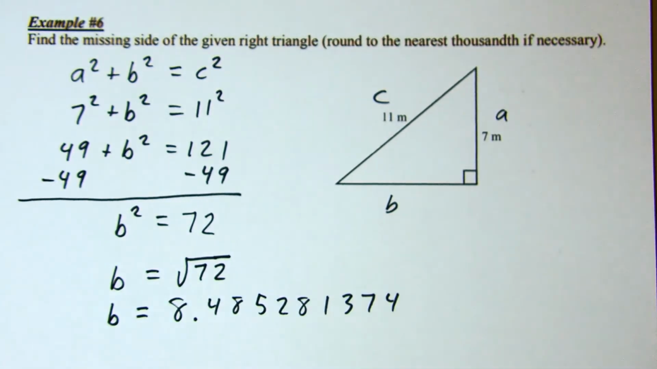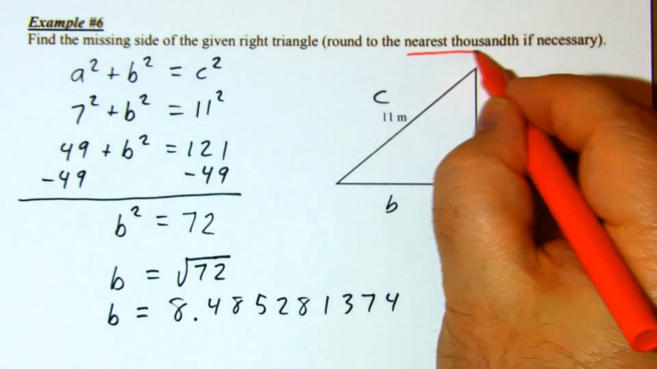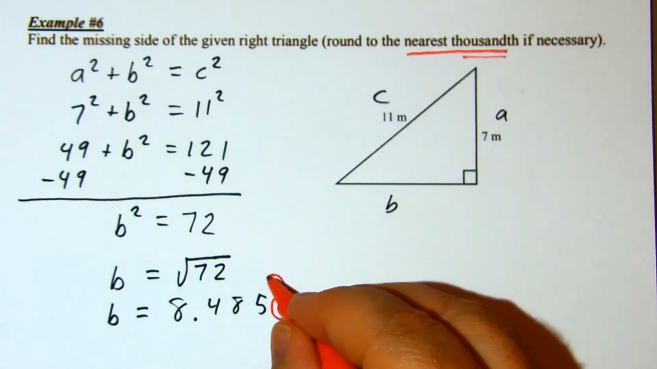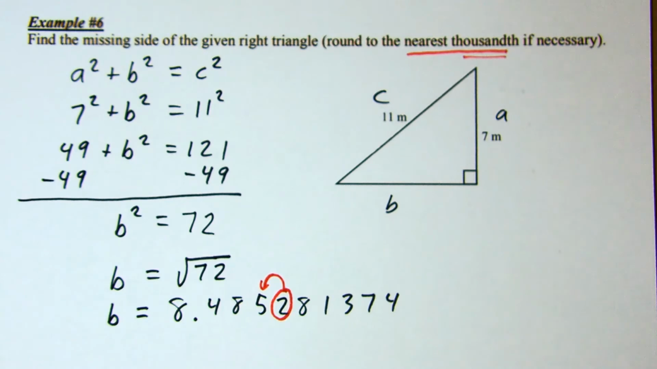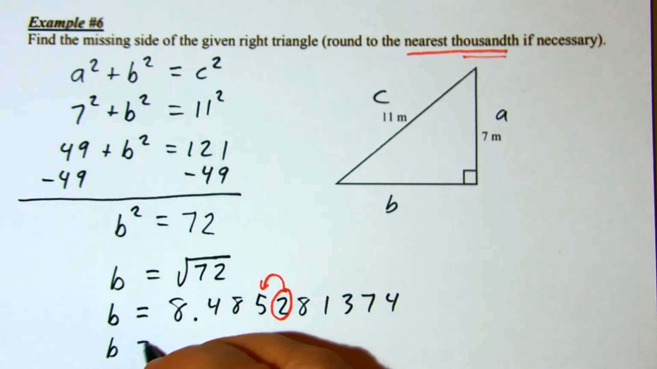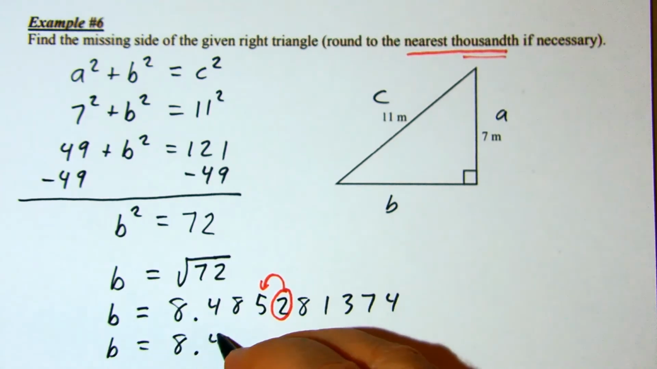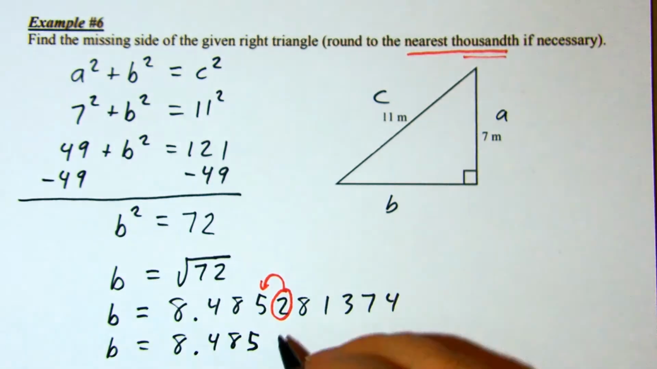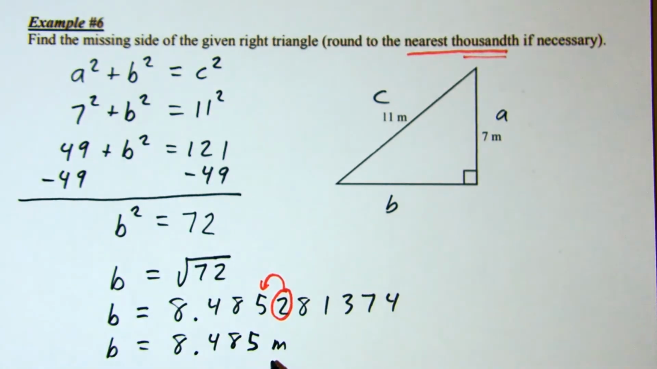Notice that up in the directions it said round to the nearest thousandth. The thousandths place is 3 places to the right: tenths, hundredths, thousandths. To round to the nearest thousandth, I want to look at the next place to the right, and it'll tell me what to do with that 5. Since this 2 is 4 or less, I'm going to leave this as a 5. And so b equals 8.485. These m's stand for meters. It's the same units as it was for the sides, so that is our final answer.